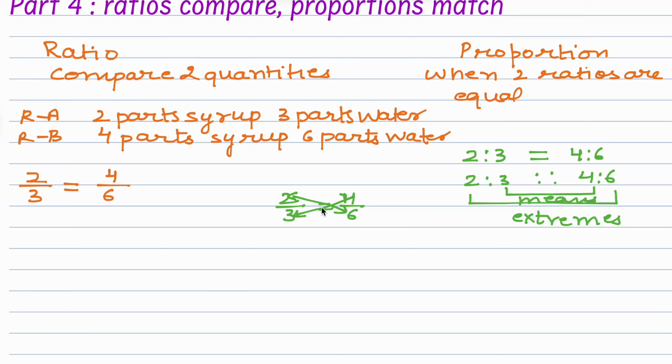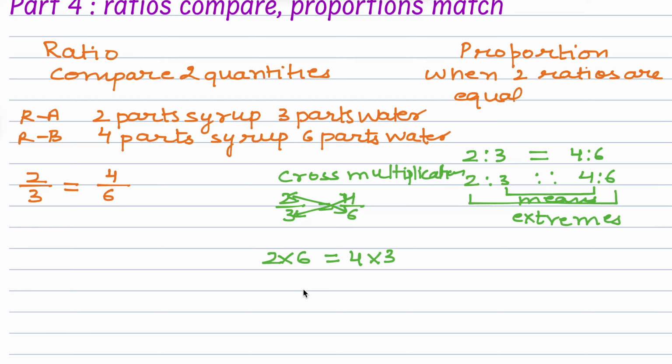Also, it's known as cross multiplication when it is written in the form of fractions. In cross multiplication, we multiply the numerator of the first with the denominator of the other side, which is equal to the numerator of the other side times the denominator of the first one. This is cross multiplication. And when it is written in the form of ratios, we call it extremes and means.